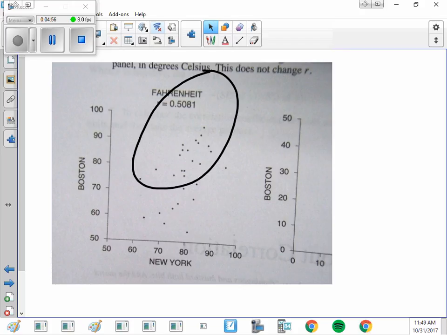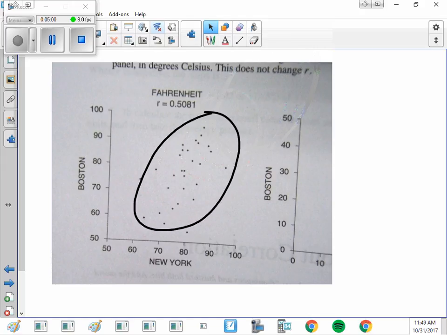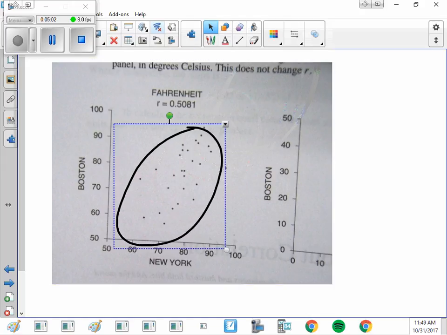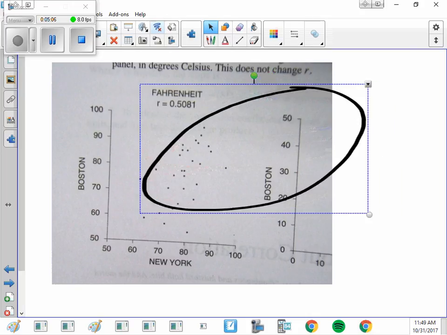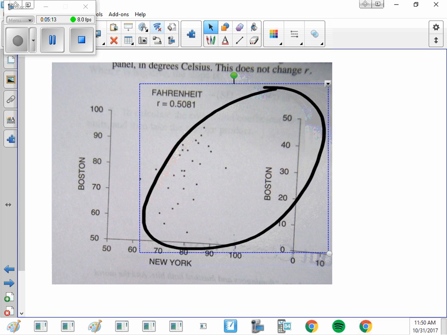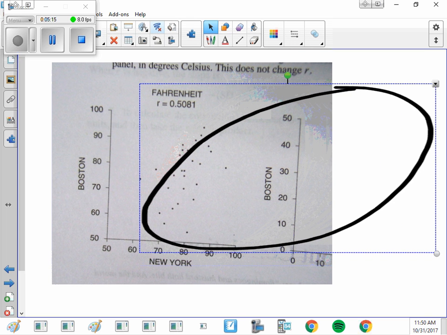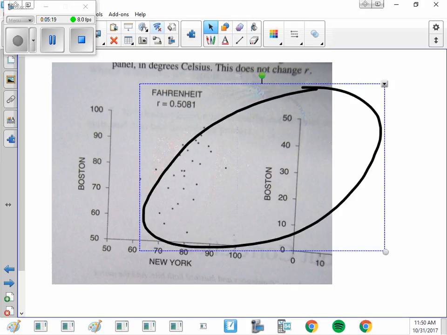What if I move both of them? Does that change R? Okay, what if I multiply everything by a number and make my football bigger? Does that change R? As long as I multiply both of them. What if you just multiply one side? Does that change R? That's going to change R. Okay, so in 2, no. Switching the X and Y, not going to change R.